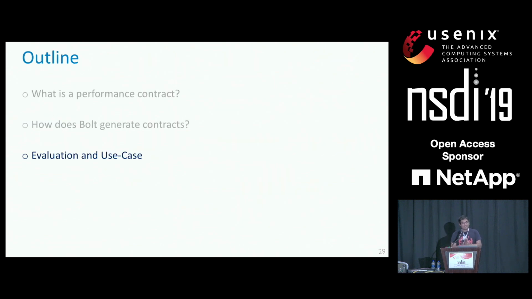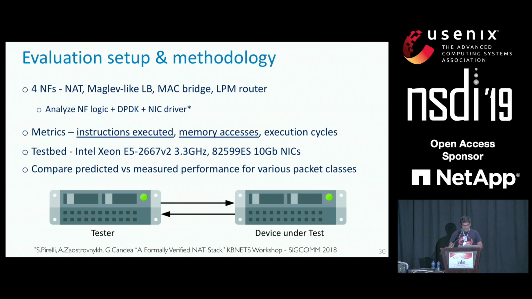So now I've told you how we build performance contracts, starting from stateful data structures to individual NFs and all the way up to NF chains. Let me now walk you through a few results from our evaluation and a use case.